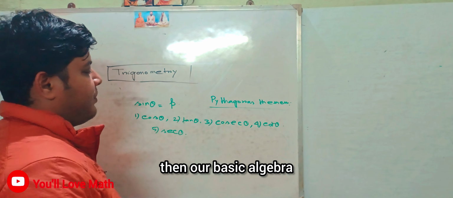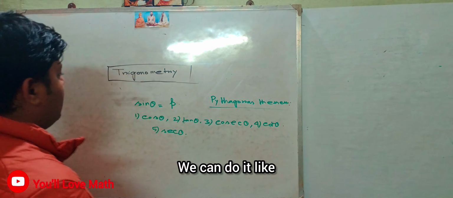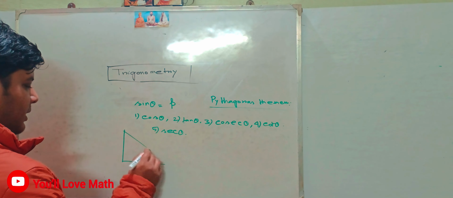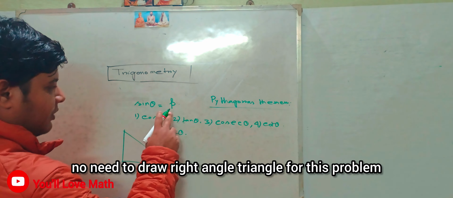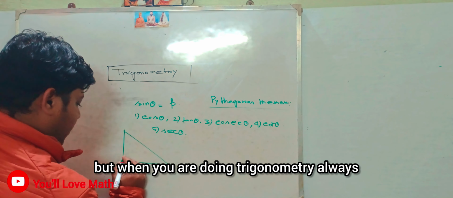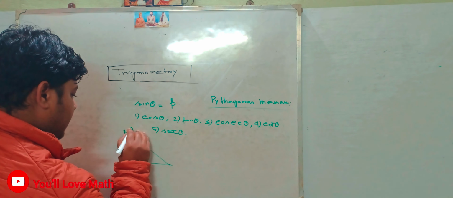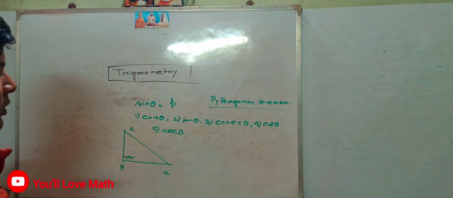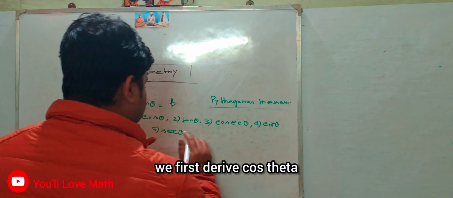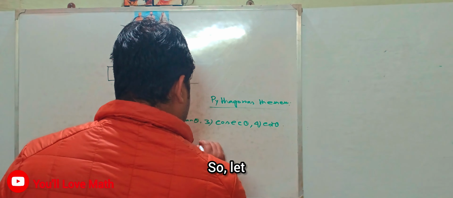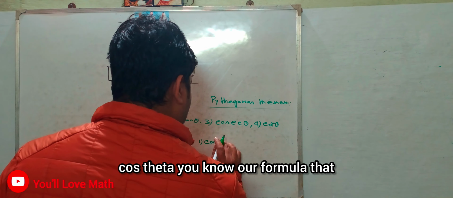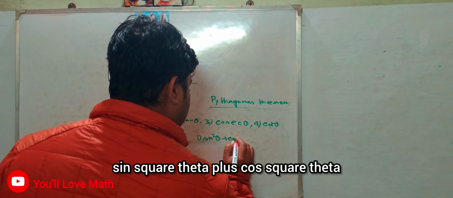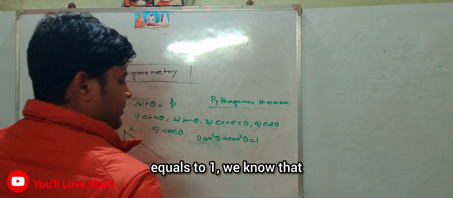Then our basic algebra. So how can we do that? We can do it like this: draw a right angle triangle. No need to draw a right angle triangle for this problem, but when you are doing trigonometry, always make a habit of drawing a right angle triangle ABC. So sin theta is given as p. So we know one formula. We first derive cos theta. So let cos theta be unknown; we know one formula, that sin square theta plus cos square theta equals to 1. We know that.